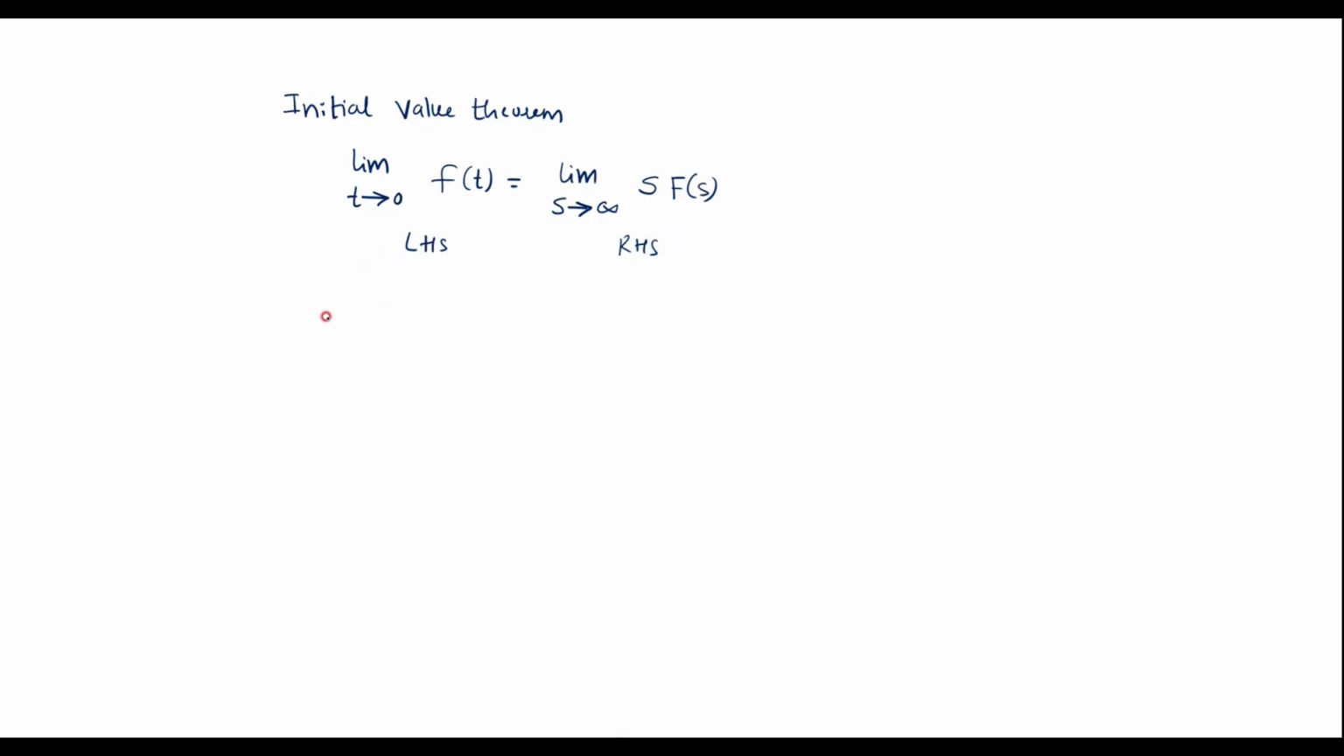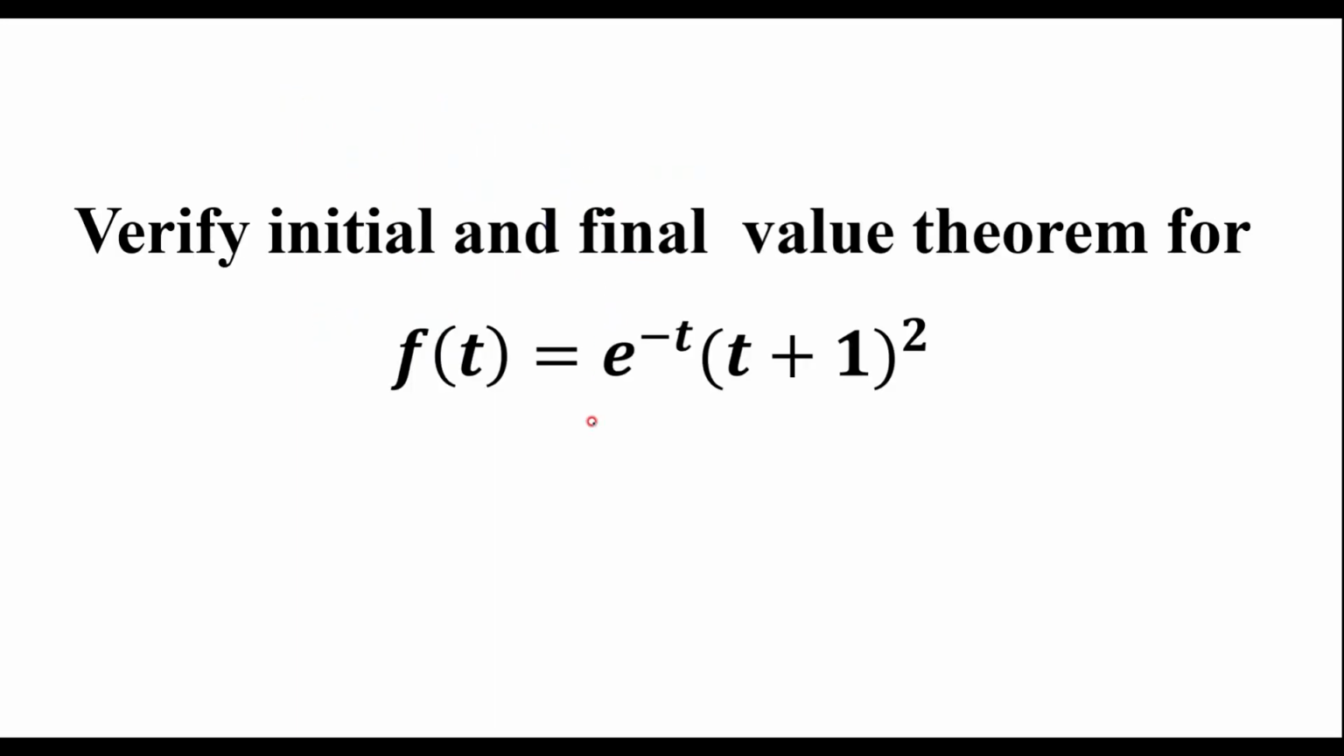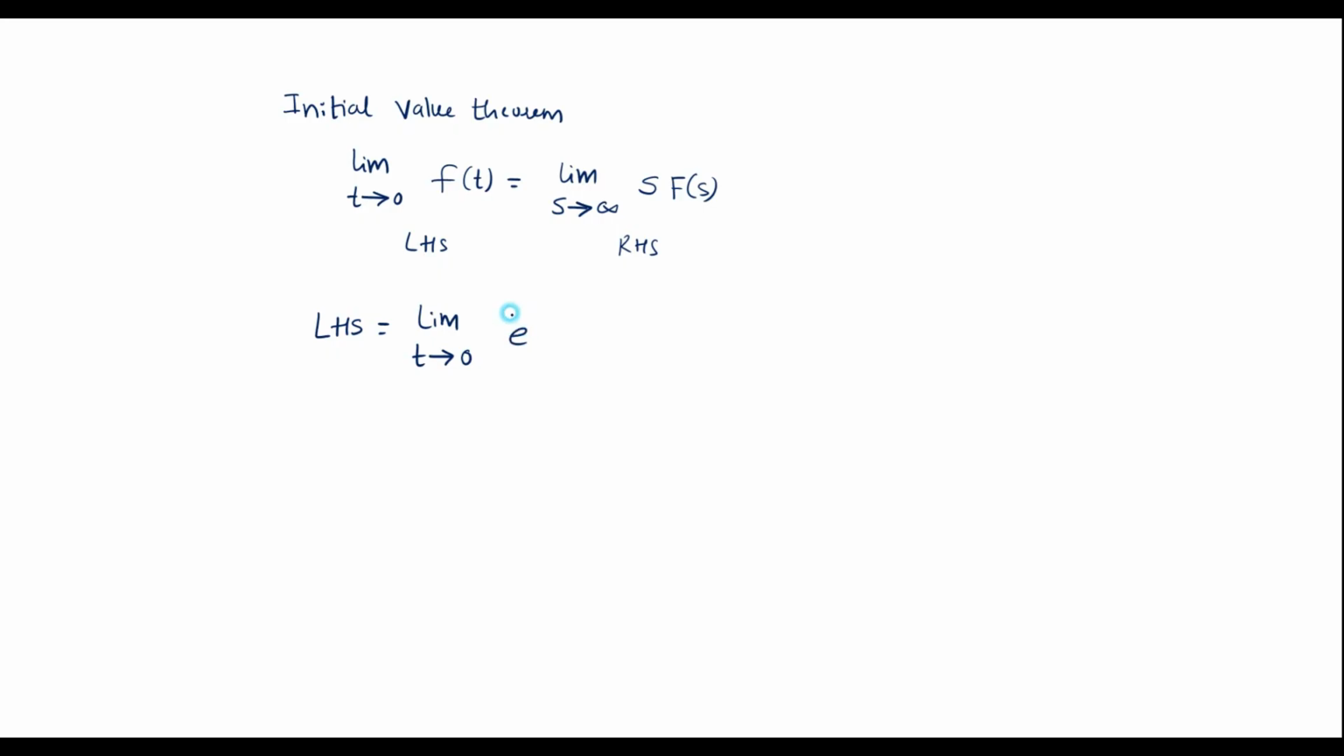Now consider the left hand side expression, that is LHS is equal to limit t tends to 0. Here the function f of t is e power minus t, t plus 1 whole square. So here if you take t equal to 0, the value of this expression will be 1. So LHS, that is value of this expression, will be 1. Now we'll verify RHS part.